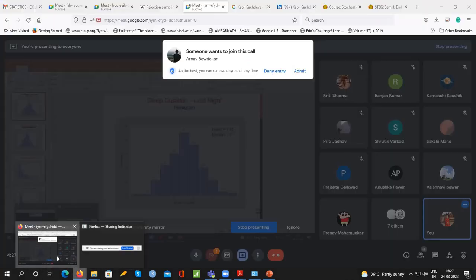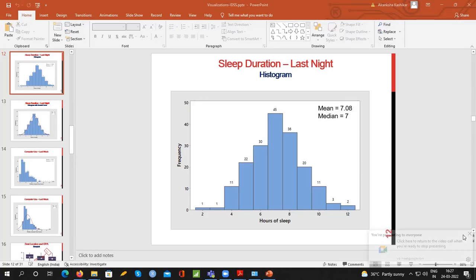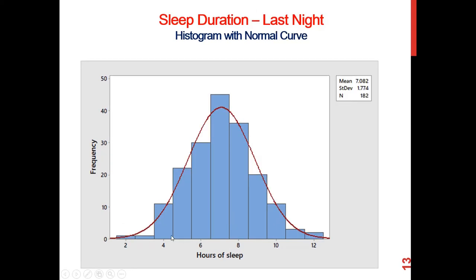Okay, so the height represents frequency, and this interval. So for example, there are 11 people who slept between 9.5 to 10.5 hours, etc. Such histograms can many a times be overlaid with normal curves.